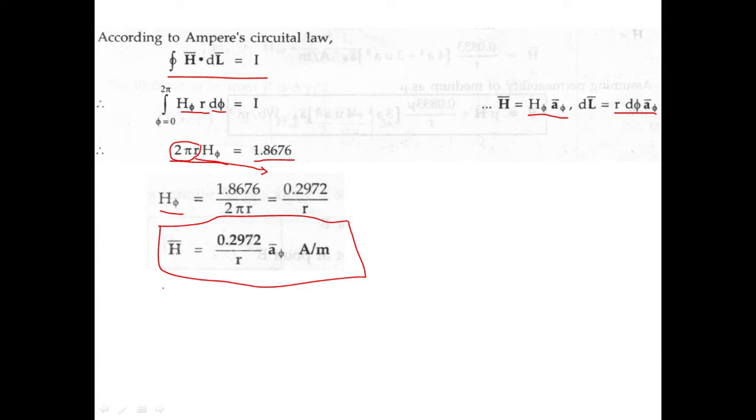So this is the answer. This is the procedure you have to follow when they have given J vector and they are asking you to find H vector. First we calculate the current I, and then we calculate H using Ampere's law.